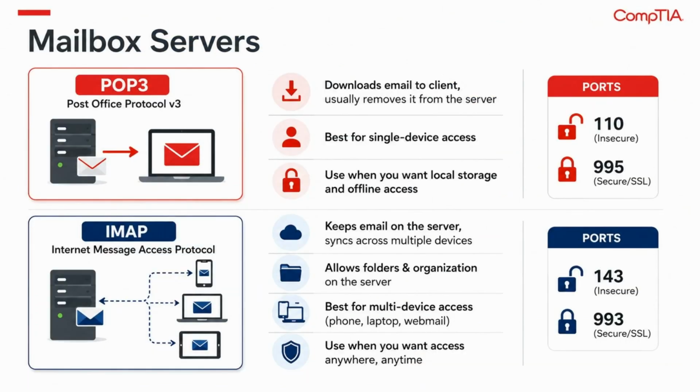POP3 downloads email to the client and usually removes it from the server, best for single-device access over port 110 unencrypted or 995 secure. IMAP keeps email on the server and syncs across multiple devices, preserving folders and organization. Best for multi-device access like phone, laptop, and webmail over port 143 unencrypted or 993 secure.